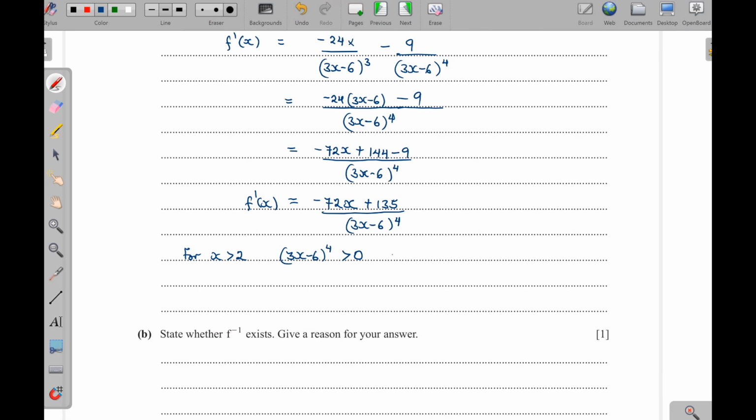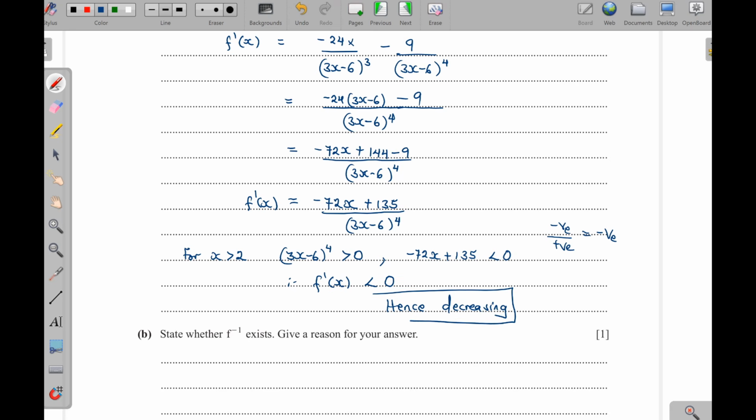Okay? And then this minus 72 of x, then plus the 135, this one will always be less than 0. So if you get a negative, then divide by a positive, what do you get? You always get a negative. So this therefore implies that f prime of x will always be less than 0. You see that? Hence, the function has to be decreasing.